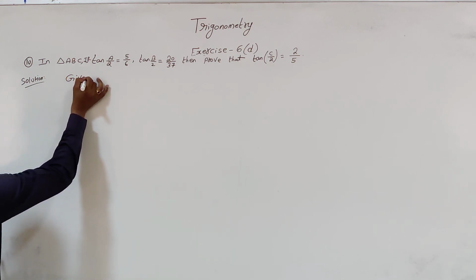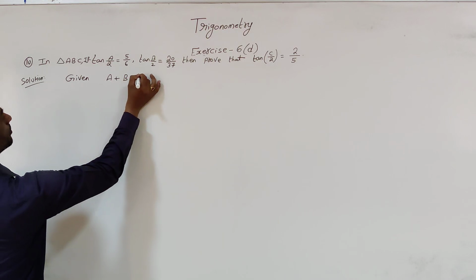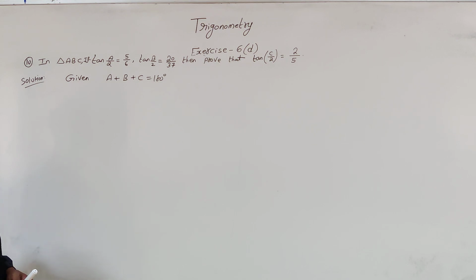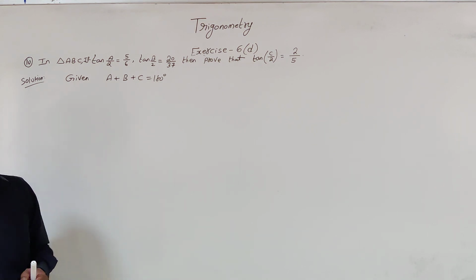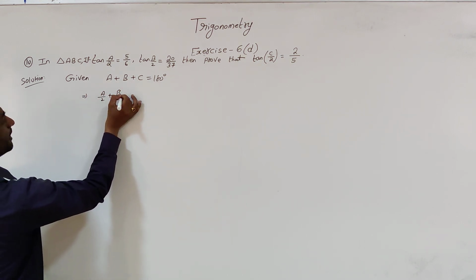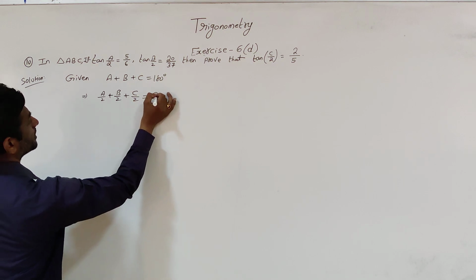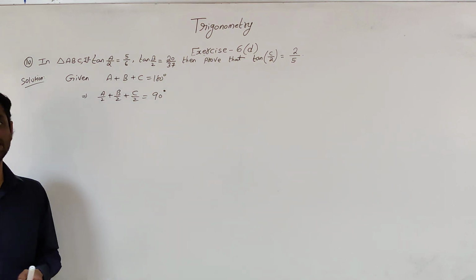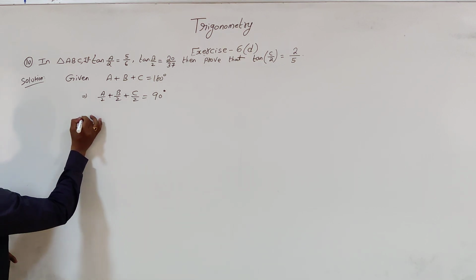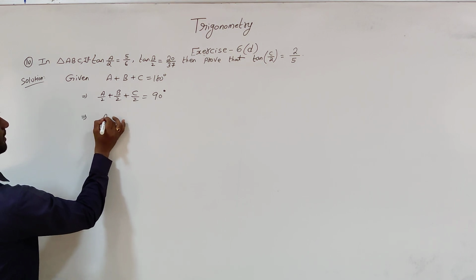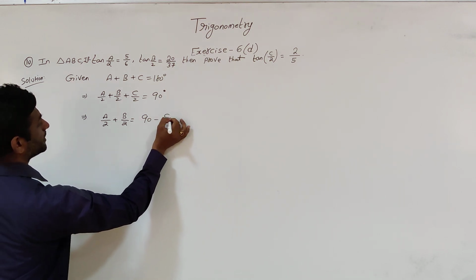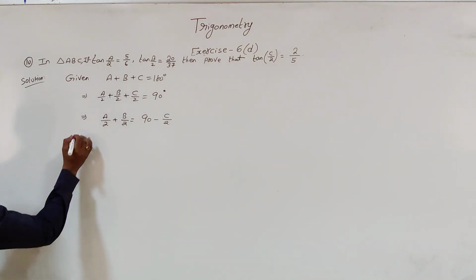Given A plus B plus C is equal to 180 degrees. As we can see, A by 2, B by 2 and C by 2 mean half of the given angles. So we divide by 2. A by 2 plus B by 2 plus C by 2 will be 90 degrees, since 180 by 2 means 90. Means the sum of the half angles will be 90 degrees. Now A by 2 plus B by 2, taking the C by 2 to the other side, is 90 minus C by 2, and apply tan on both sides.